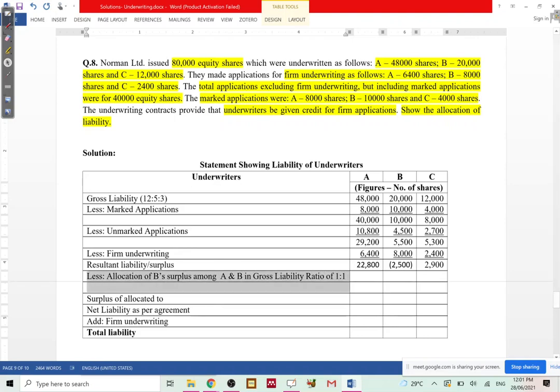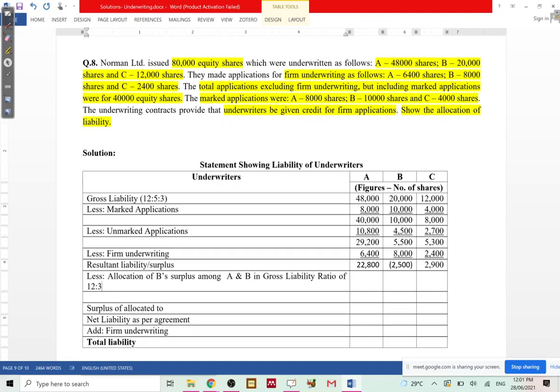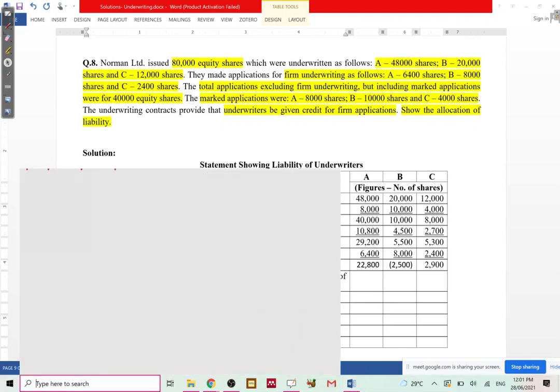Now A and C, they have 12:3 ratio. Followed? Because it was 12:5:3, right? The middle one is gone. So now you are left with 12:3. Correct? So in other words, it is 4:1. You can further reduce it. 3 ones are 3, 3 fours are 12. So it is 4:1. So 2,500. Let's calculate.